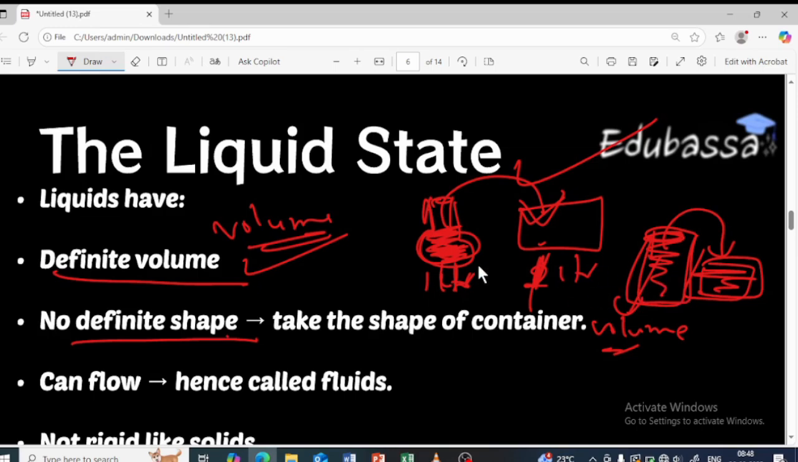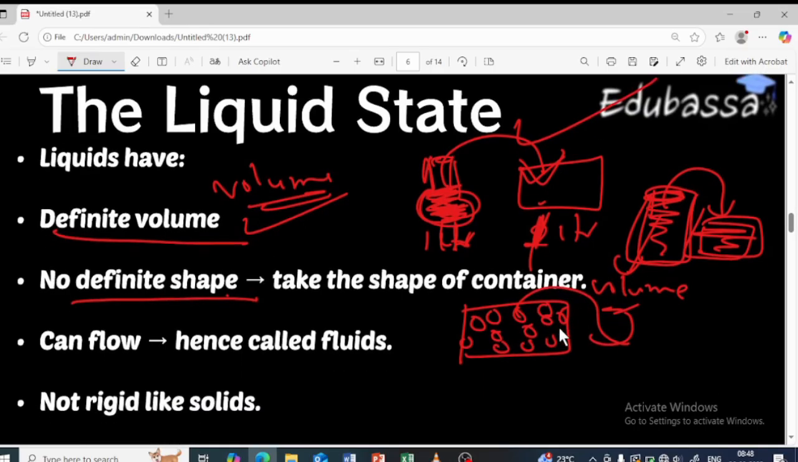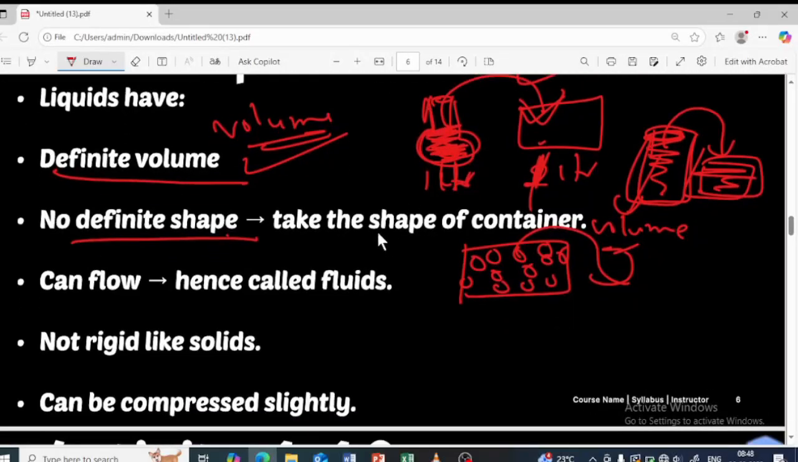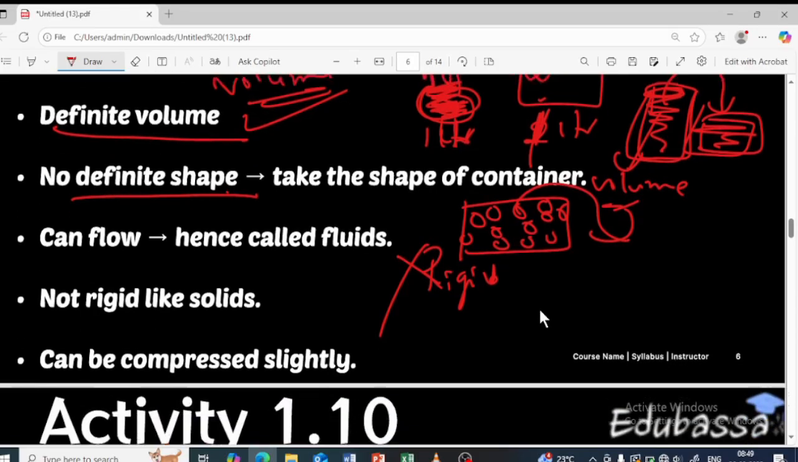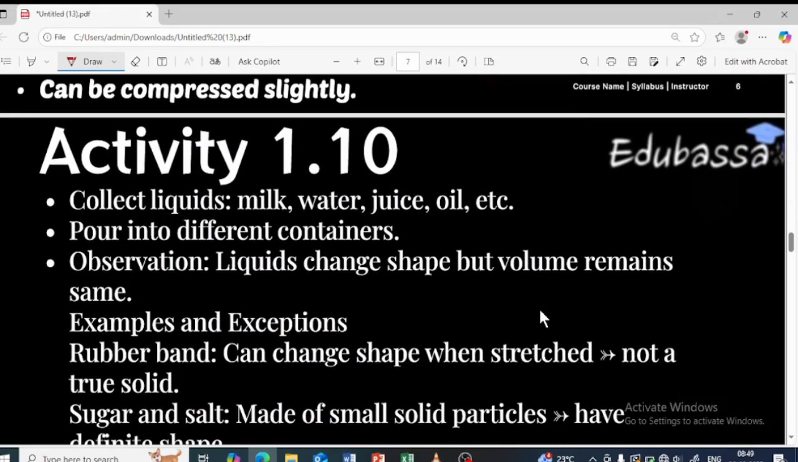Unlike solids, which cannot flow because the particles are tightly packed, here the particles are a bit loosely packed and there is space, isn't it? So it can easily flow. And it is not rigid like solids, and it can be compressed slightly. It can be compressed to a level. Yes.